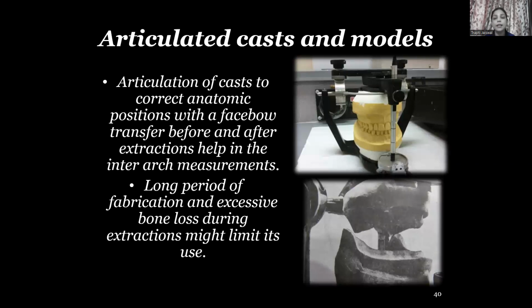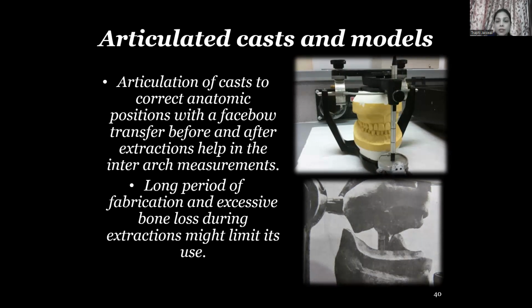Another method is the articulated cast and models. Articulation of the cast to the correct anatomic position with the facebow transfer before and after the extractions helps in the interarch measurements. So we need a facebow transfer for this, and the cast should be articulated to the correct anatomical position. That can be done with the help of the facebow only. So that is the main requirement in this method.